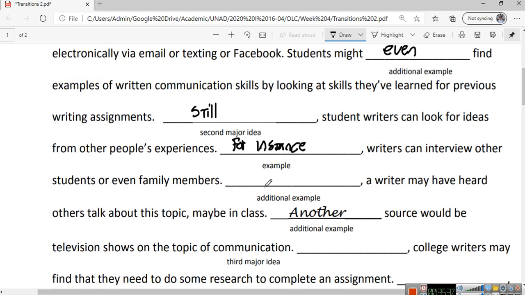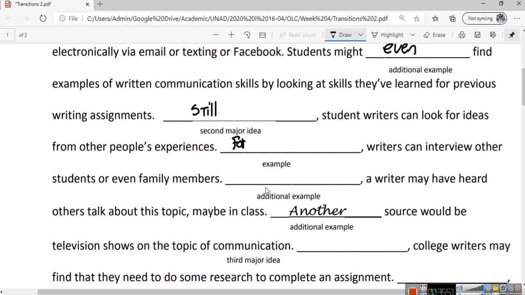Okay, teacher, I can use "for example" or maybe "in particular." Excellent, that sounds better. So let's stick with "for example." Okay, teacher. For example, writers can interview other students or even family members.